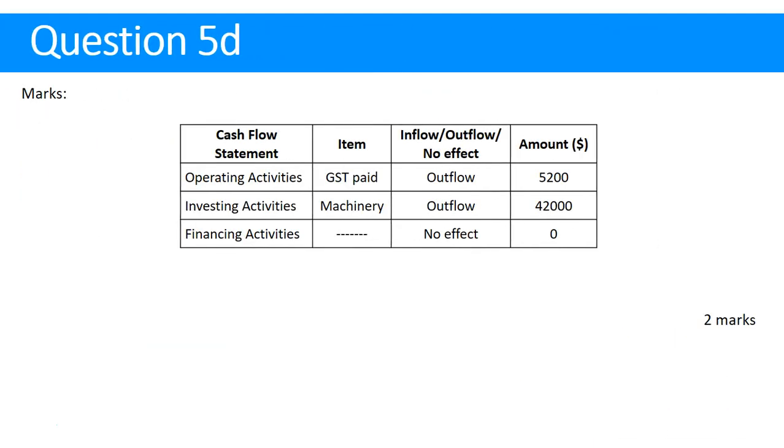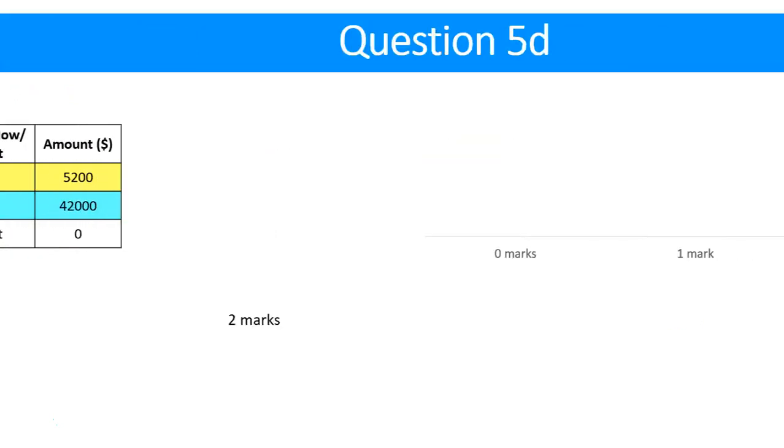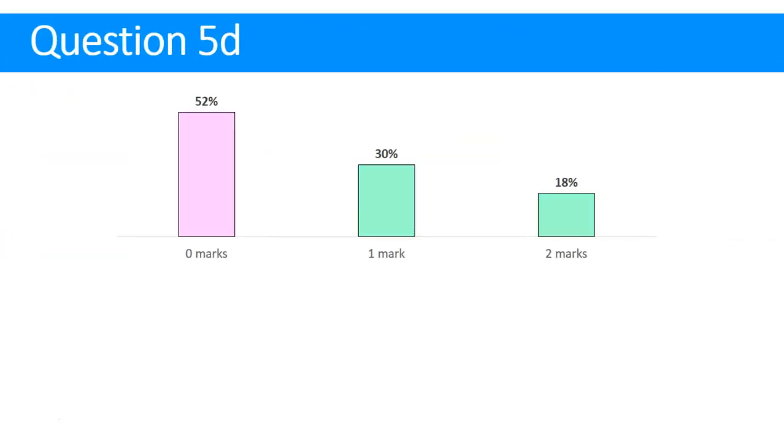Looking at the marks for this question, there were 2 marks, one for correctly getting the operating activity part right and one for the investing, and no mark was awarded for financing, which means no mark was taken off if it was incorrect as well. Looking at the mark breakdown, 52% of students had trouble. I imagine a lot of that would have been to do with the difficulty of questions 5A, B and C. People might have thought, well, 5D related to that information and they just moved on. And 18% of students got the full 2 marks.